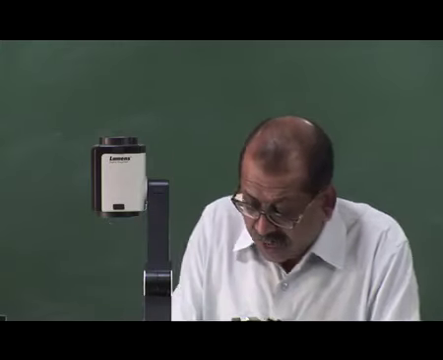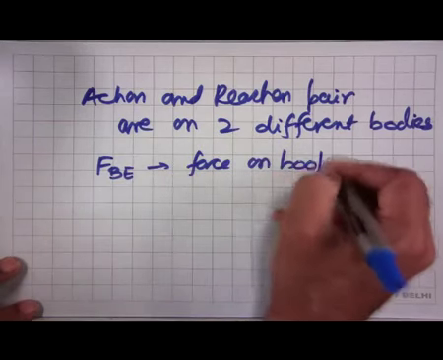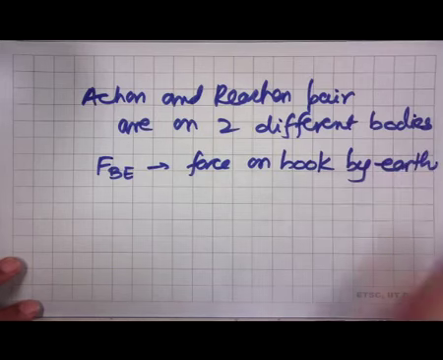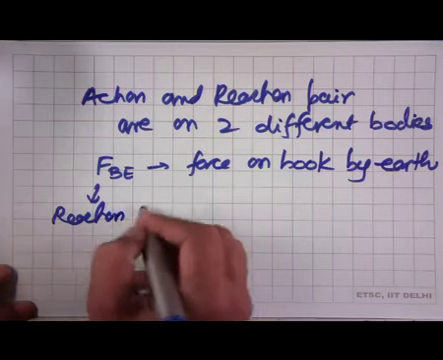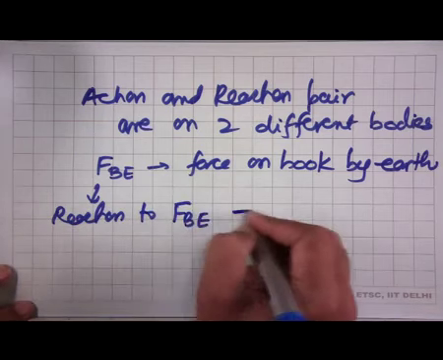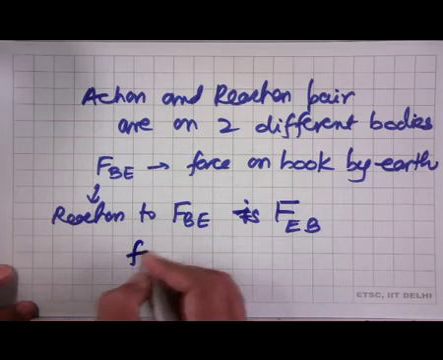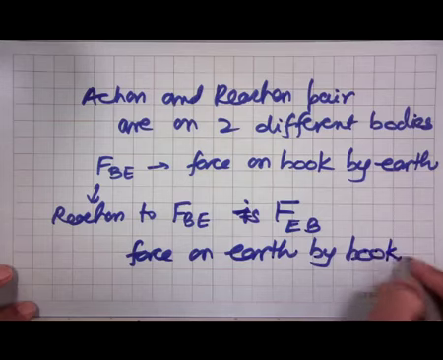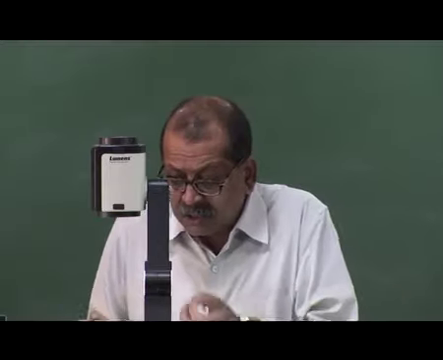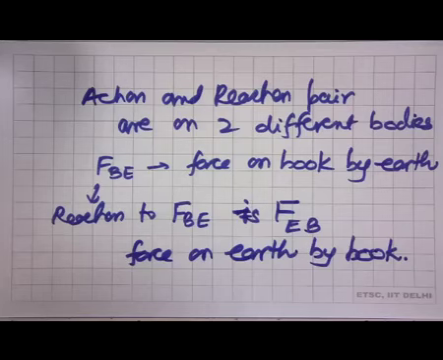So, therefore, if we analyze, FBE is the force on the book by the earth. So, what is the reaction to this force? The reaction to FBE will be, I should not put equal, is FEB, the force on the earth by the book. So, the book will exert an equal and opposite force on the earth, and these two forces are equal and opposite, but one acts on the book, the other acts on the earth.